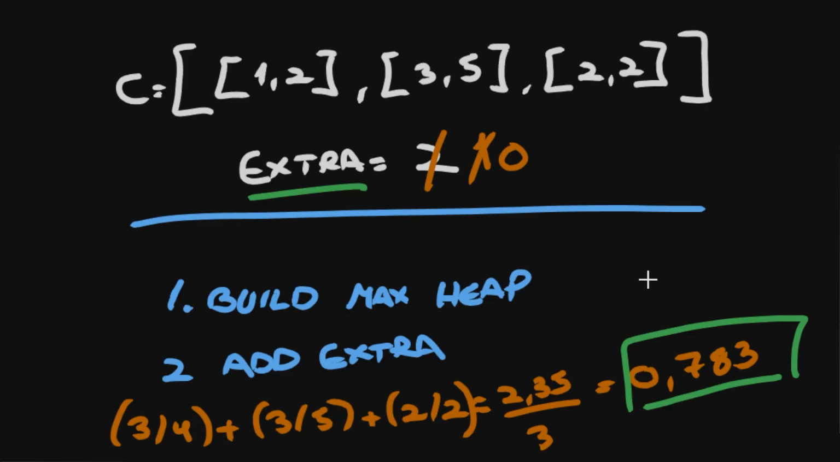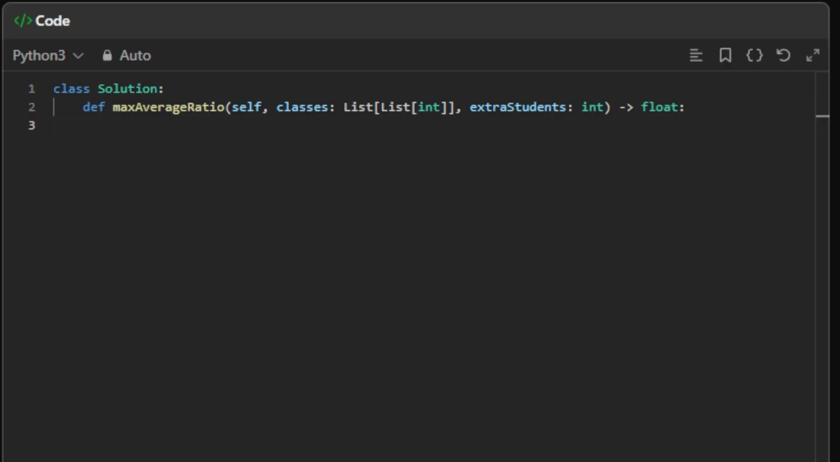Now let's go with the code, and hopefully you will get the idea. First, we need to build a function to get the contribution for adding a new student to any class. We will call this con, and this takes 2 arguments, pass and total. So the current pass ratio is pass divided by total, and the new pass ratio is pass plus 1 divided by total plus 1. And here we can just return new pass ratio minus current.